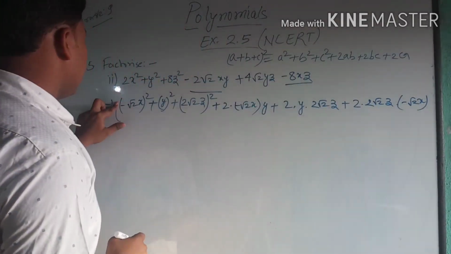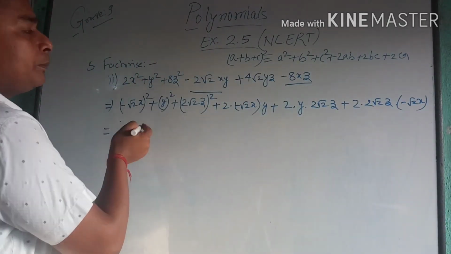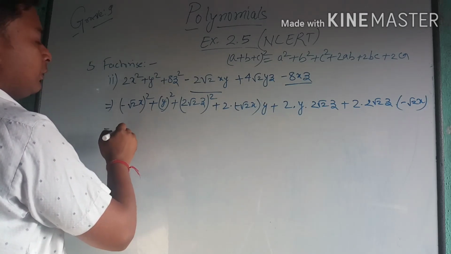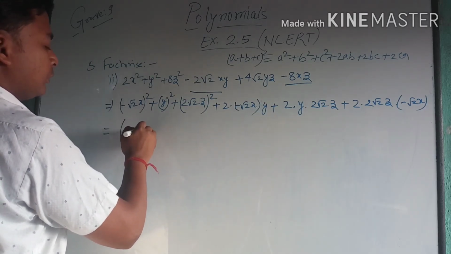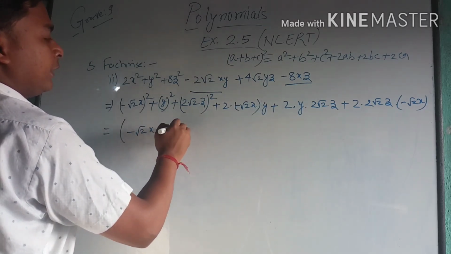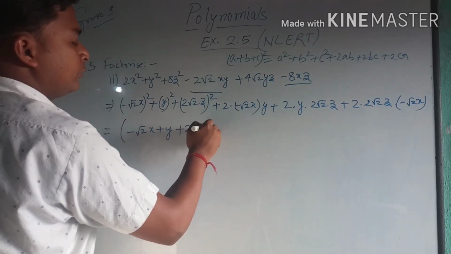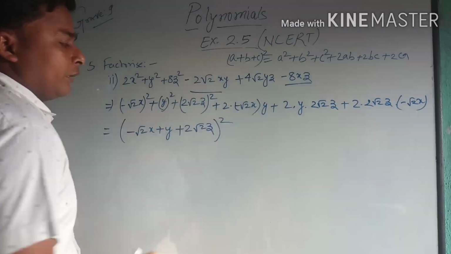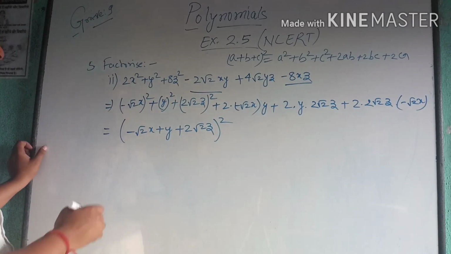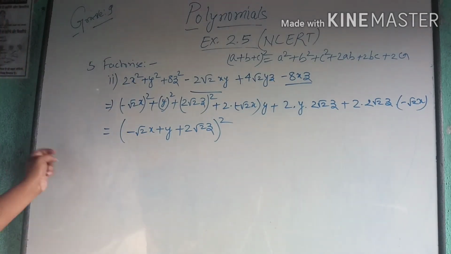So we can easily write them in terms of a plus b plus c whole square. That can be written as minus root 2x plus y plus 2 root 2 z whole square. And after squaring, it is repeated 2 times. You can leave it here also.